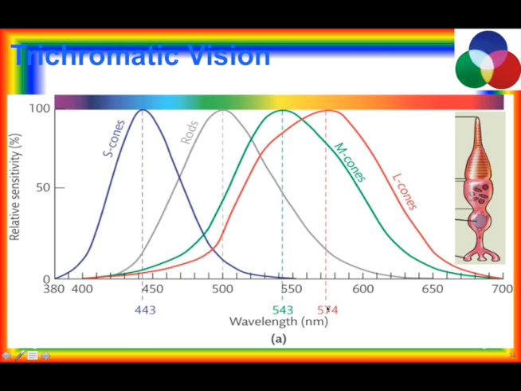And 3 types of cones. The S cones are S for short wavelength, the M cones for middle wavelength, and the L cones for long wavelength. Notice that the rods here are just picking up light, but primarily respond to wavelengths centered around 500 nanometers.